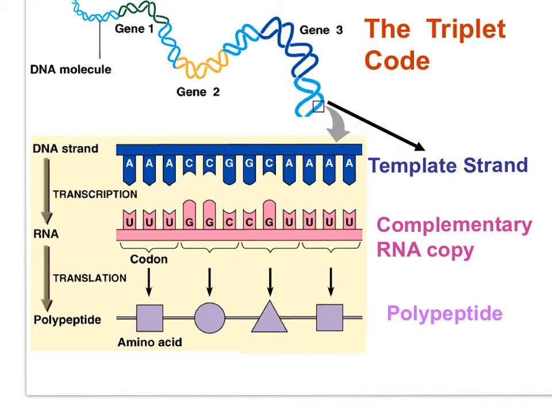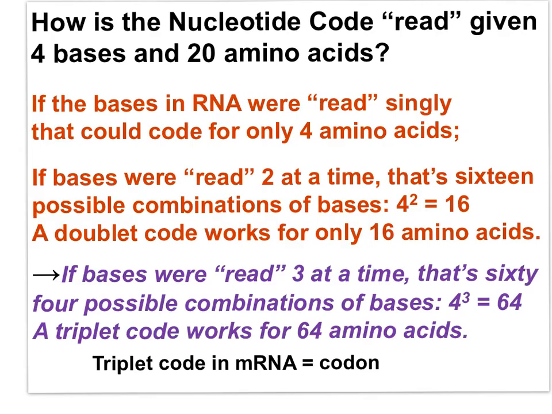Now you may ask, or may notice, that 3 mRNA bases code for 1 amino acid, and you may wonder why this is so. Now in the last slide I mentioned that 3 RNA bases, a triplet, code for 1 amino acid, so I've already given away the answer to this question of how is the nucleotide code read, translated, given 4 bases and 20 amino acids.